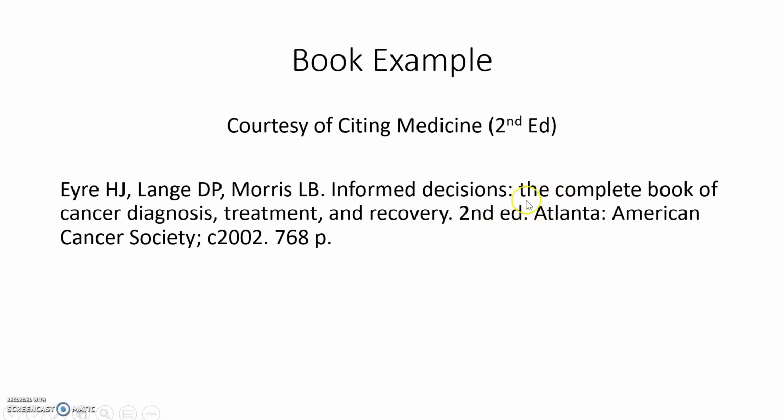And then we have the location of the publication. In this case, it's Atlanta. We have the publisher, American Cancer Society. We have the year it was published, circa 2002. And then this is something that is a little bit different from the rest of the free world. We have the pagination. How many pages are in this book?